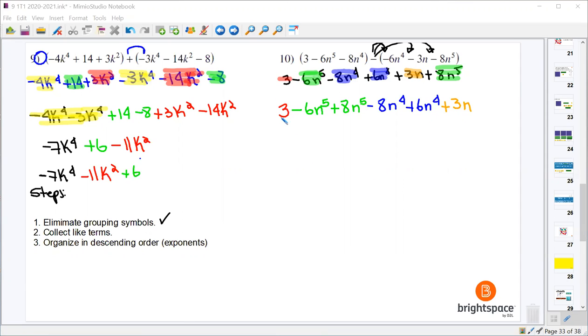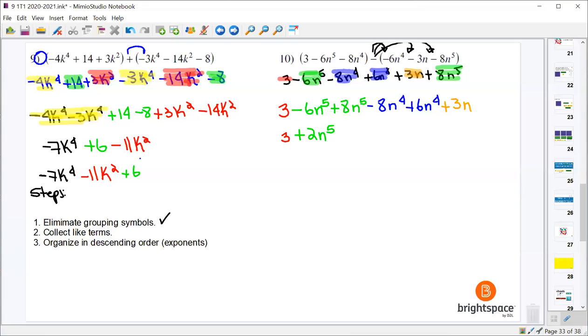All right, guys, can I do something with the number 3? No, there's no operation with the number 3. Now, negative 6n plus 8n to the 5th power. What is the answer? 2n to the 5th power.